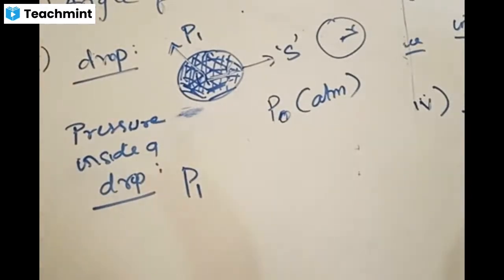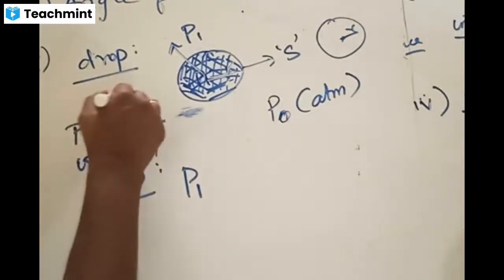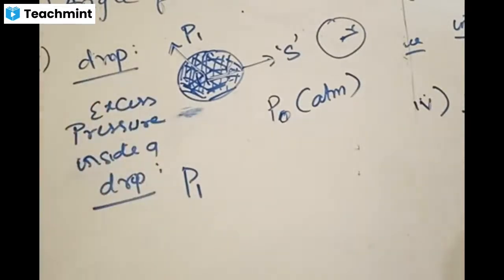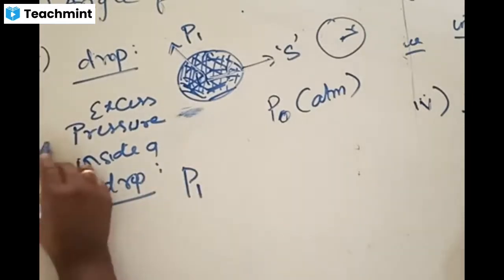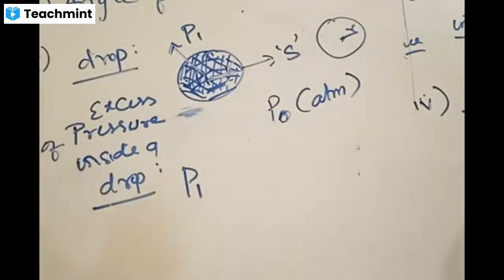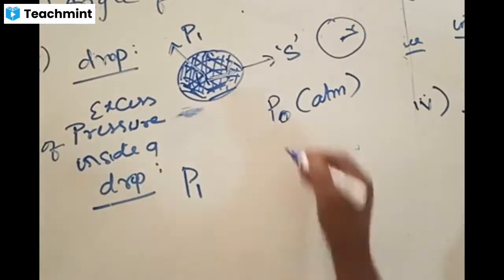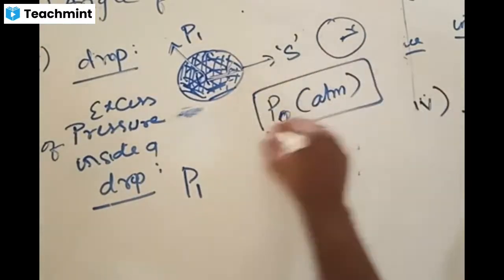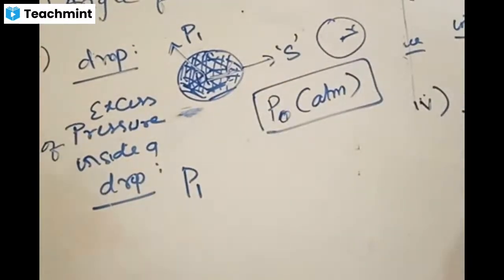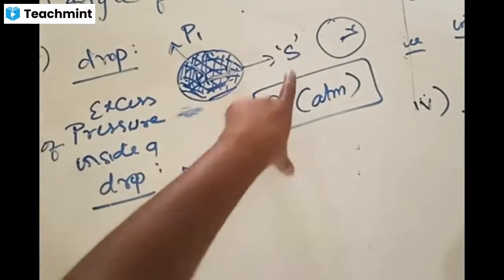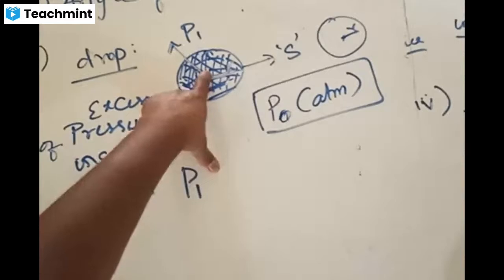This is what we call the excess of pressure inside a drop. P1 is called the excess of pressure inside a drop. Inside it is more, outside it is less. One point you should note: inside pressure is more than the outside pressure for any drop. Outside of the drop, the pressure is always atmospheric pressure P naught, and inside we denote it as P1, which depends upon the surface tension and the radius.